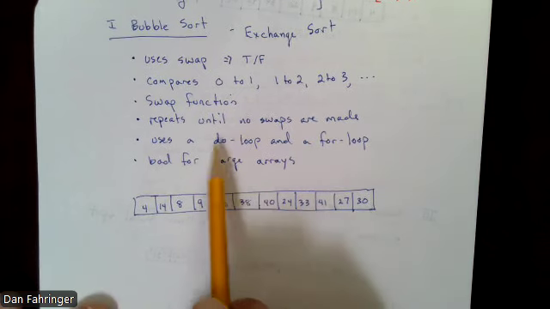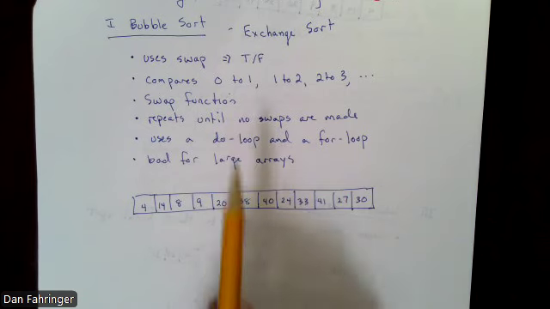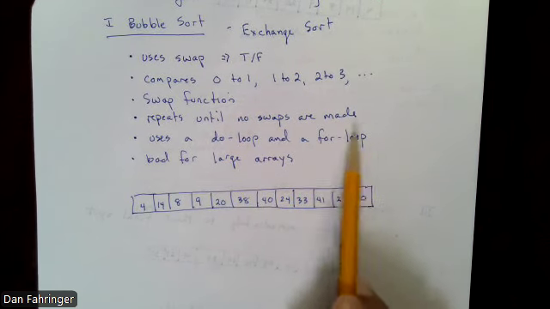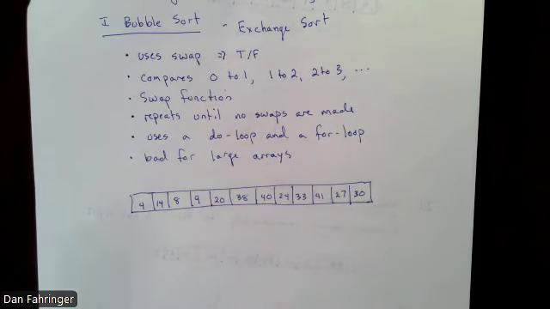Okay. This repeats until no swaps are made. That's done using a do loop, but we're also going to use a for loop. This type of sort is bad for large arrays.